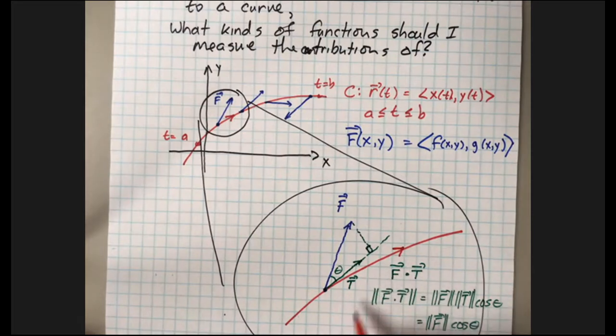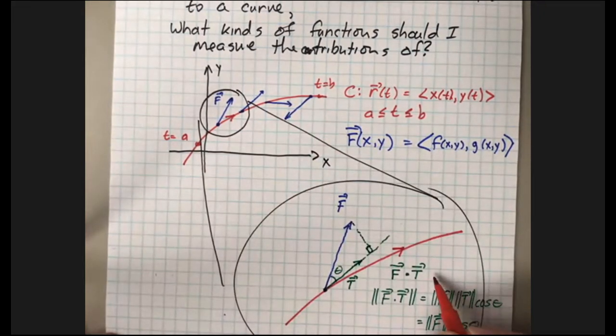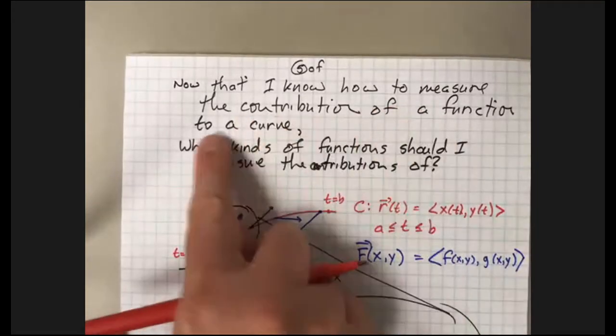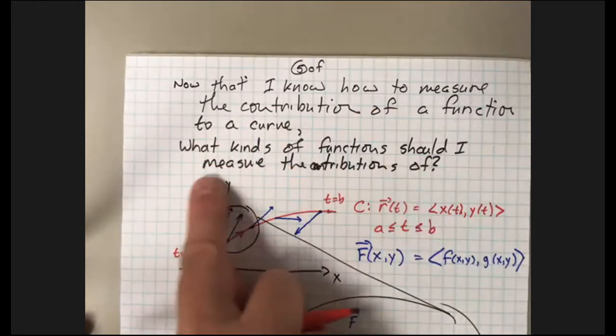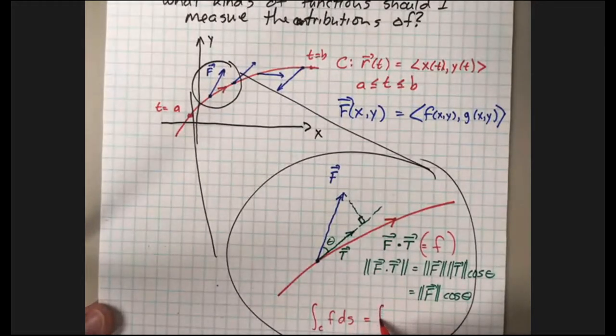Now, if I want to add up all of the field that flows with me from t equals a to t equals b, I could consider this to be my function in the integral of F ds. Remember my question: now that I know how to measure the contribution of a function to a curve, what kinds of functions should I measure the contributions of? Let's talk about the flow contribution. This will be F dot T ds.